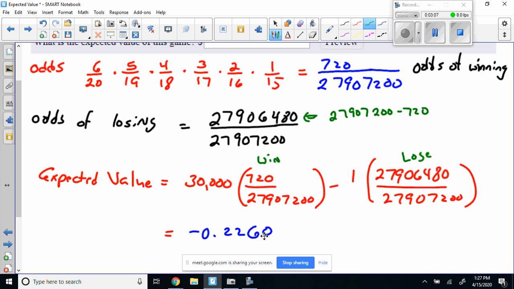So don't keep them as a decimal. Keep it as a fraction, because if you do a decimal, it's going to give you a small number, right? That's probably going to have an E.